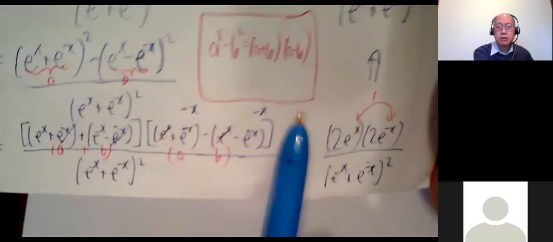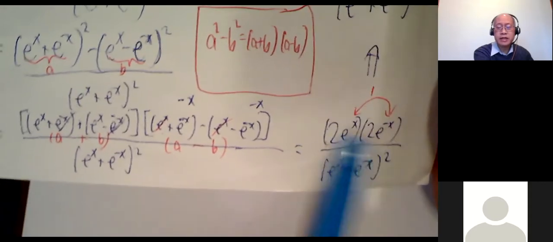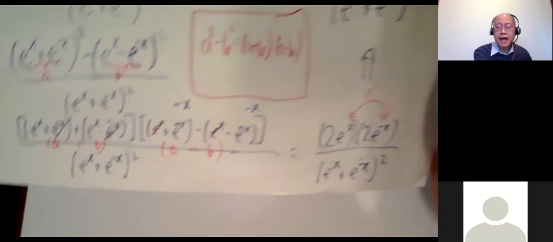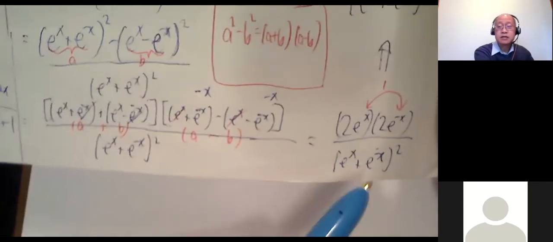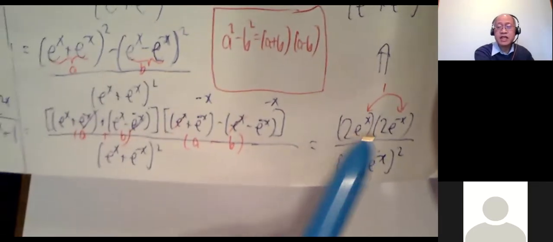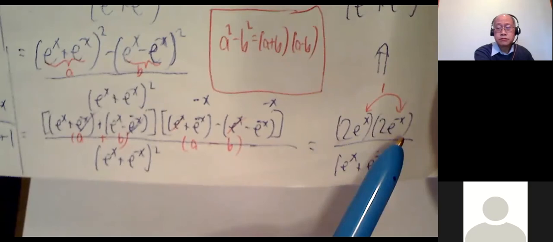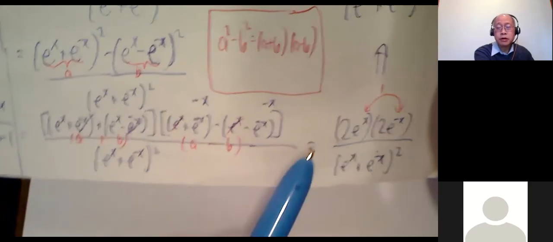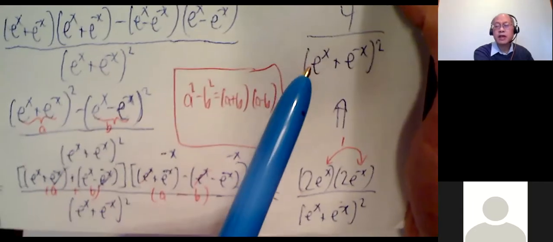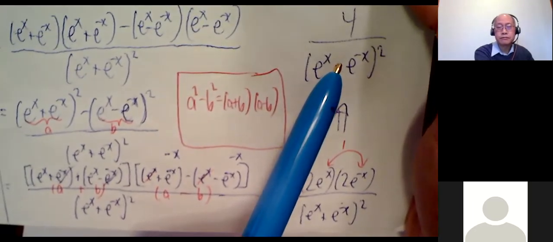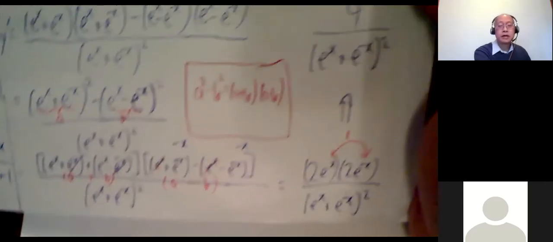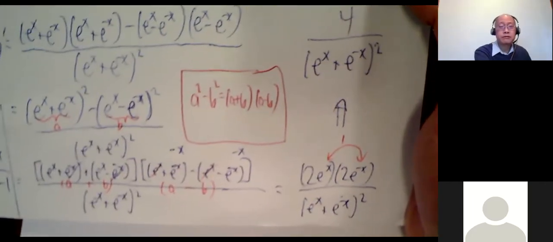What's e to the x times e to the negative x? What's the rule when I have exponents like that? Well, what's x minus x? 0. I have e to the 0. 1. So on top, I just have 2 times 2, which is 4. So final answer up here, 4 over e to the x plus e to the negative x quantity squared. Okay, so that was quite a mouthful for that one.